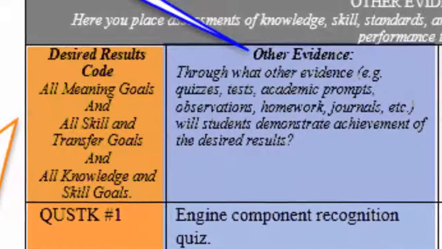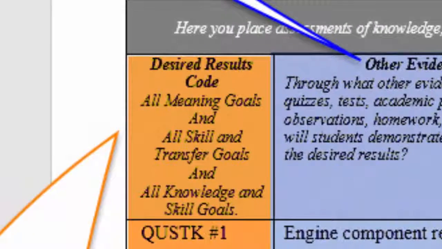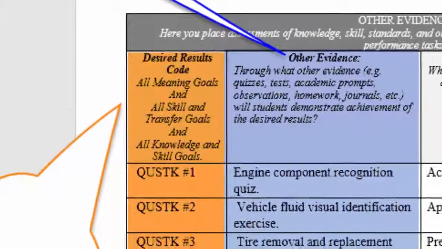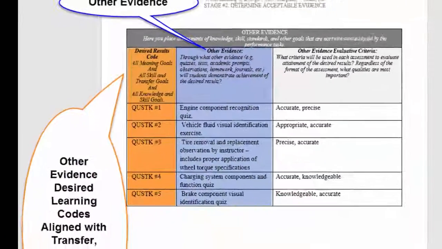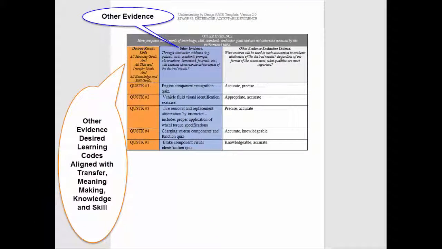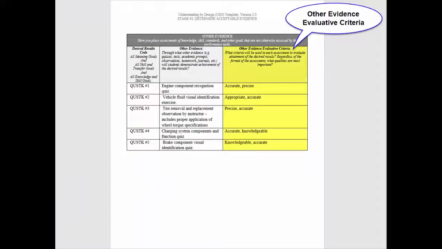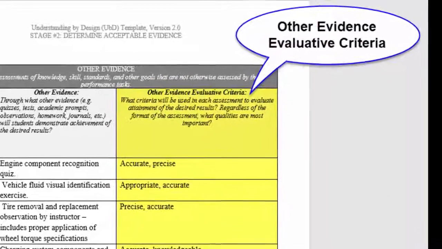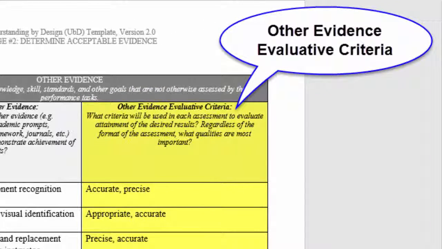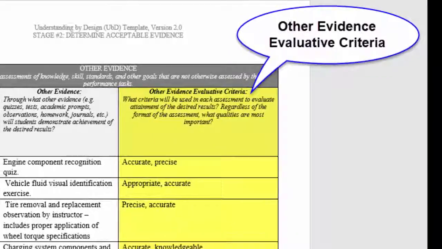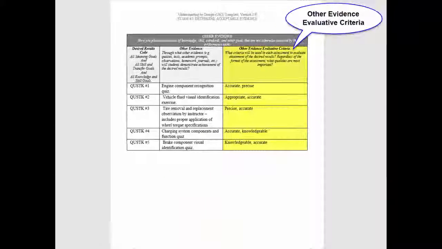Desired learning codes align with transfer, meaning-making, and knowledge and skill codes from Stage 1. Other evidence can overlap performance-based assessments to help increase validity and reliability of the overall assessment. Just as other evidence supports overall performance using less complex tasks, its evaluative criteria is also less complex. This criteria can be assessed with descriptors such as accurate, precise, appropriate, knowledgeable, skilled, and proficient, to name a few.